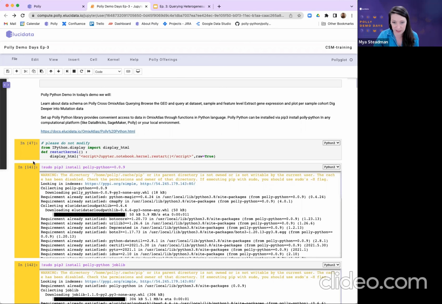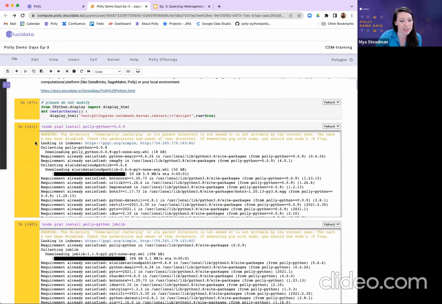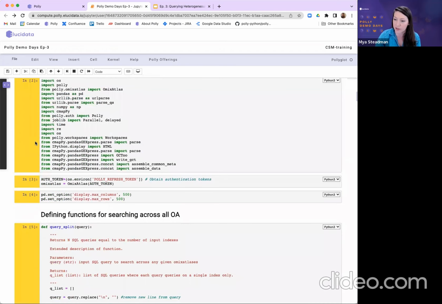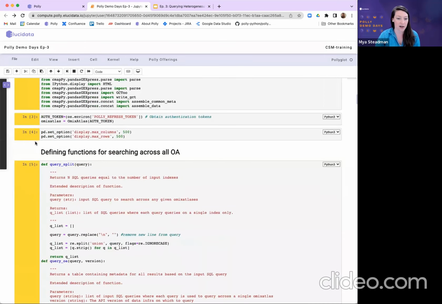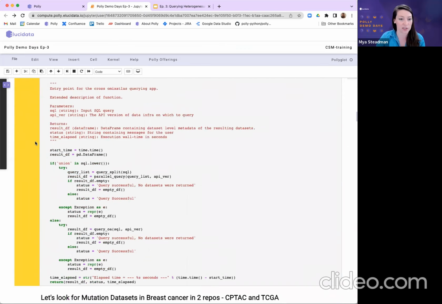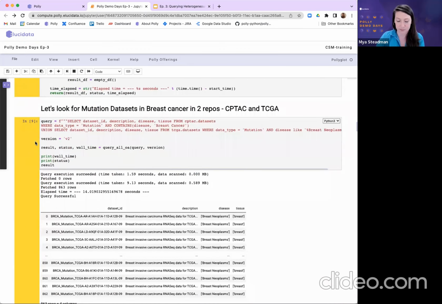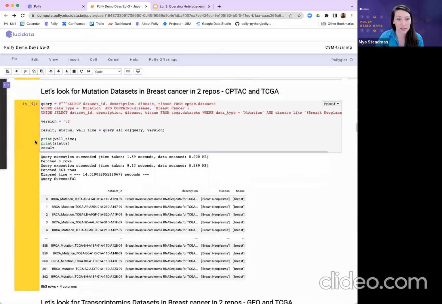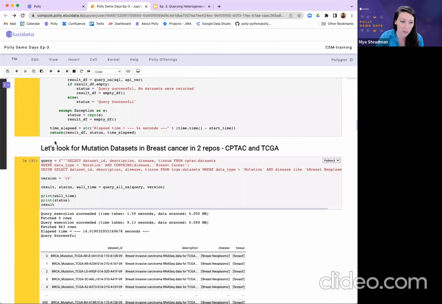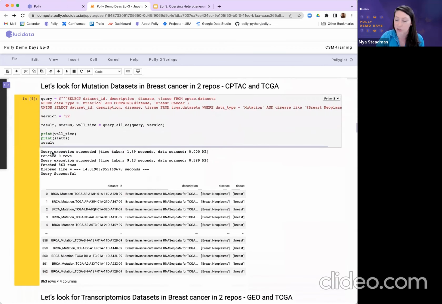But without any further ado, I'm going to scroll past a lot of the setup for you guys. We've done quite a bit of setup. We've imported the necessary libraries here and defined some functions so that the searches that we're going to do are ready and go a little smoother. And there's some great documentation, so it's really easy to set these up on your own and define your own as you're learning to use PolyPython.